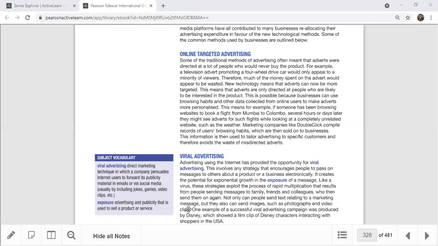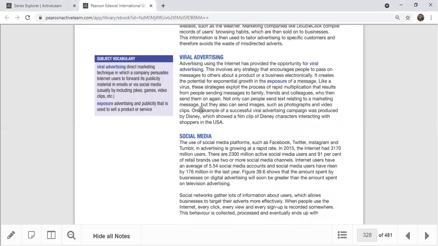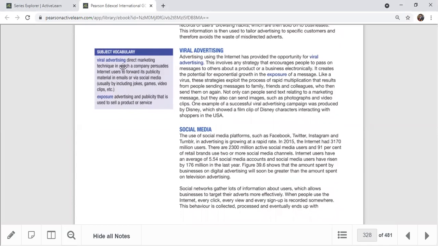Okay, the most important concept today: viral advertising. The viral advertising definition is here. If there is a one-mark question, define viral advertising. It's a direct marketing technique in which a company persuades internet users to forward its publicity material in emails or via social media, usually by including jokes, games, video clips, etc. People like to share things related to this kind of topic, like jokes, a small game, a video clip, small brain teasers. So this is called viral advertising.